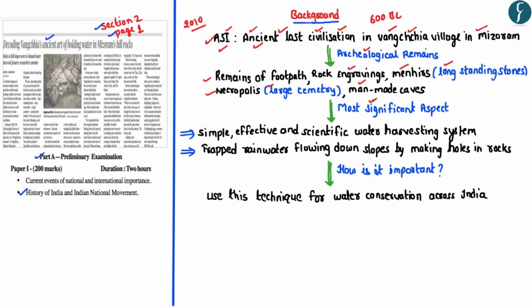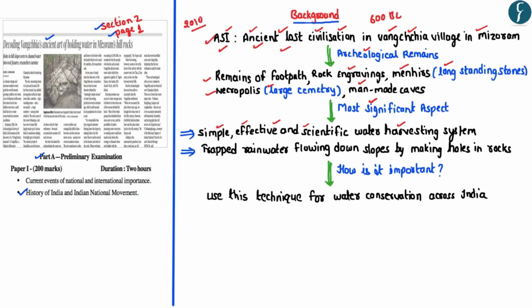However, the most significant aspect of this particular discovery of the lost civilization was the water harvesting system. Now, the Archaeological Survey of India has found out that the people of this lost civilization had developed a simple, effective, and scientific method of water harvesting.